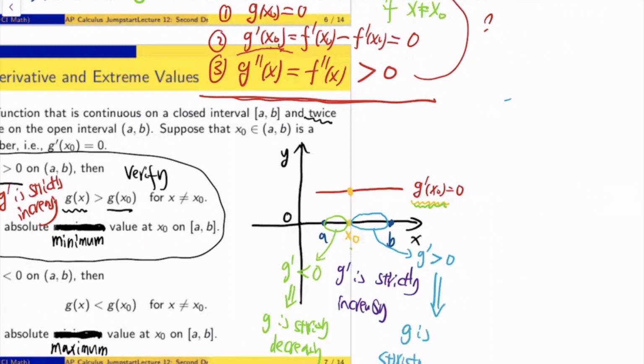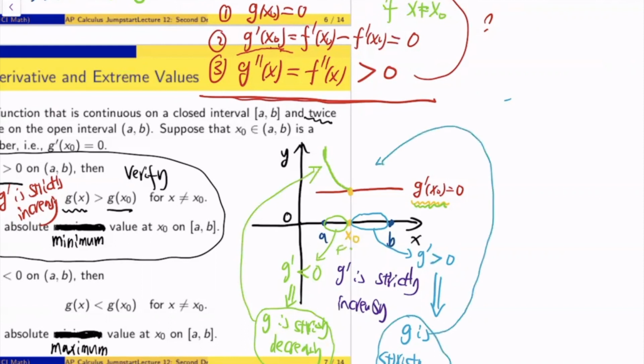All right, so that means if we look at the left-hand side of x0, the function is strictly decreasing. So the graph looks like this. So it's strictly decreasing. That's what we have on the left-hand side. And then on the right-hand side, the function is strictly increasing, right? Now, if you combine them together, you see we exactly got what we want.